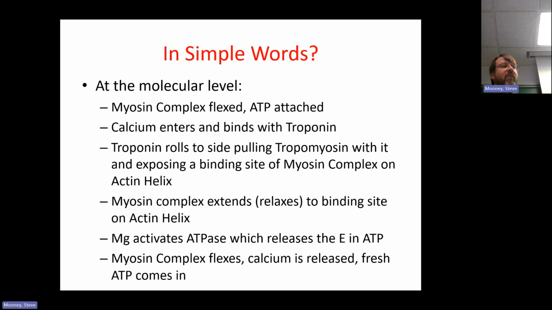Well, that's certainly one part of it, but what happens when we take the calcium away? The T-tubules are picking up the calcium, taking it back, putting it back in there for storage. We take it out of the myofibril, out of the sarcomere. What happens?